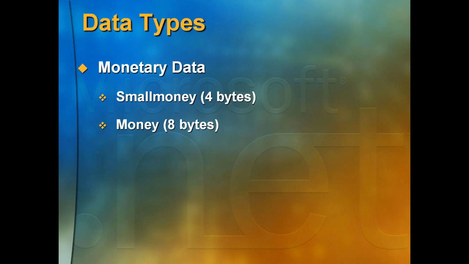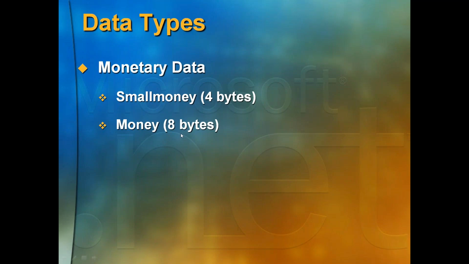Now, to store currency, we have small money and money. We should not use decimals and so on. Clear? Because money should have more accuracy. So, definitely, small money is 4 bytes. You can accommodate up to millions of dollars.